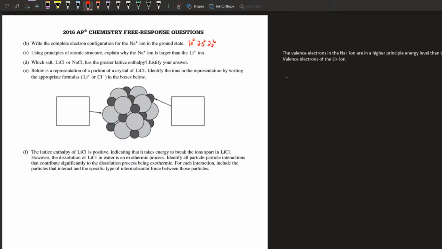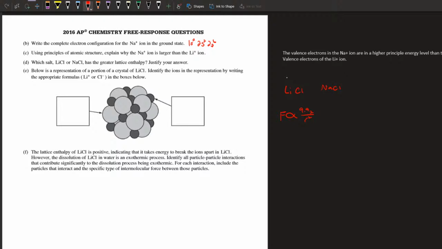1D. Which salt, LiCl or NaCl, has the greatest lattice enthalpy? Justify your answer. All right, let's compare LiCl and NaCl. But first, we have to figure out how we compare lattice enthalpy. We could look at Coulombic attractions. We know that force is proportional to Q1 times Q2 over R squared, Q1 and Q2 being the charges of the two particles, and R being the distance between the two particles.